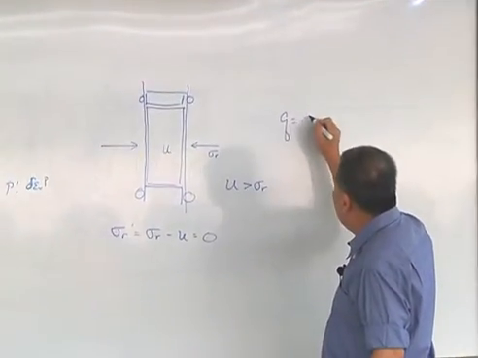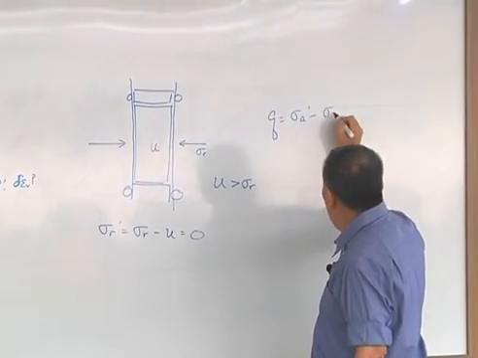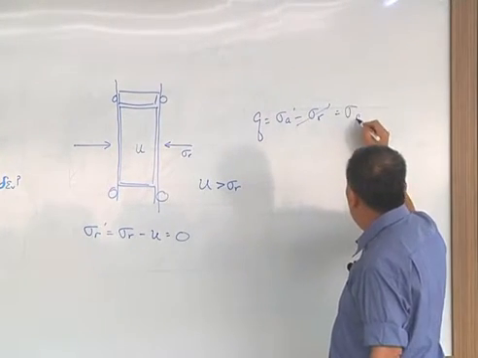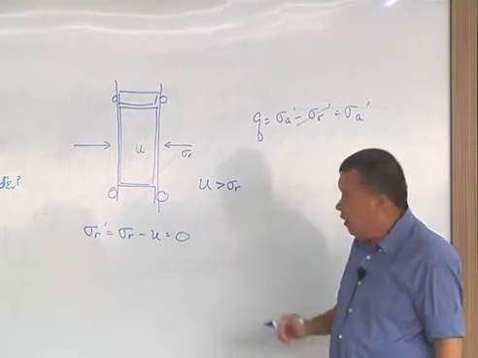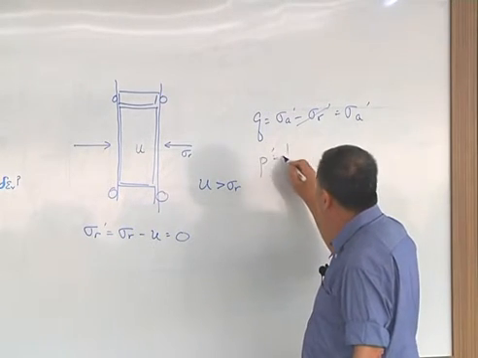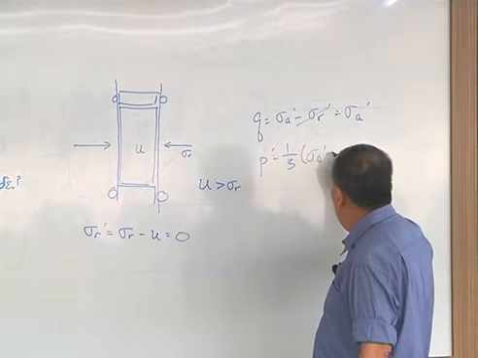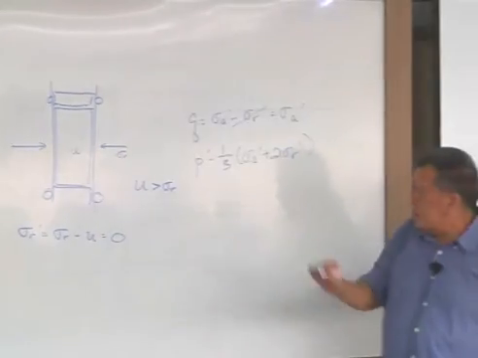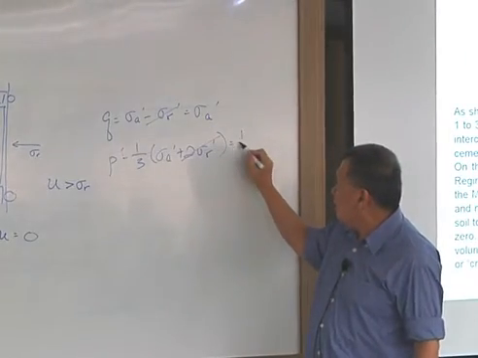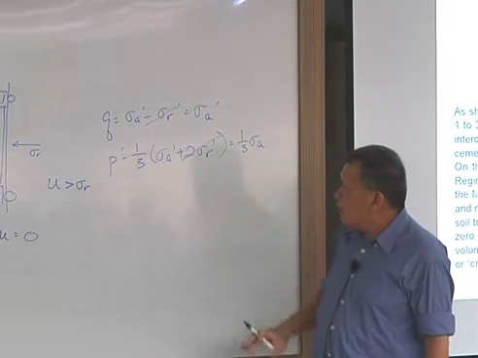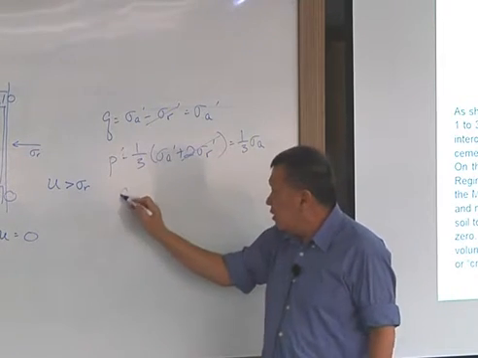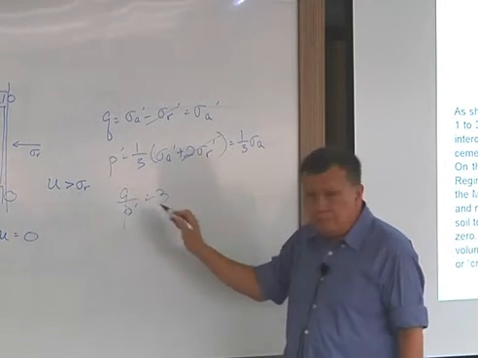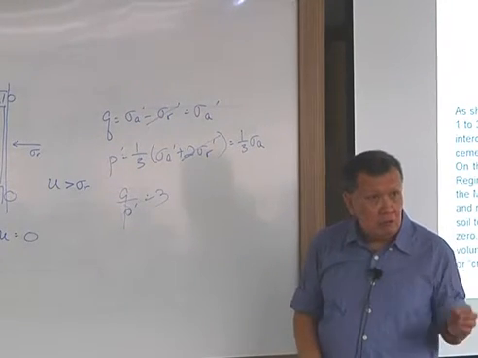We know that Q equals sigma A dash minus sigma R dash. Correct? If sigma R dash equals 0, this equals sigma A dash. Agree? Okay? P dash equals 1/3 of sigma A dash plus 2 sigma R dash. Right? Now this is equal to 0, so this is 1/3 of sigma A dash. So what is Q over P dash? Q over P dash is equal to 3. Or Q equals 3P dash.